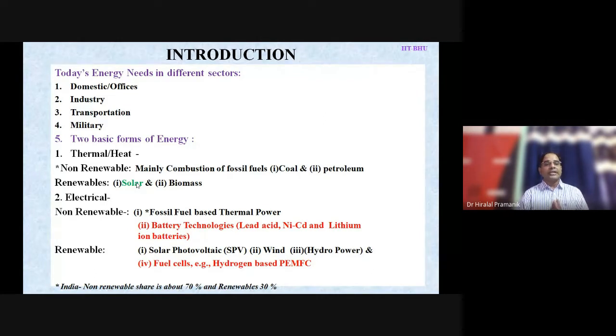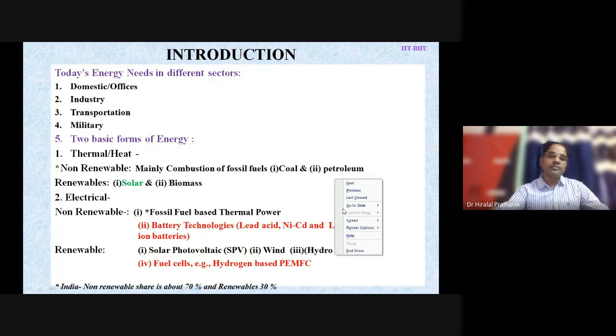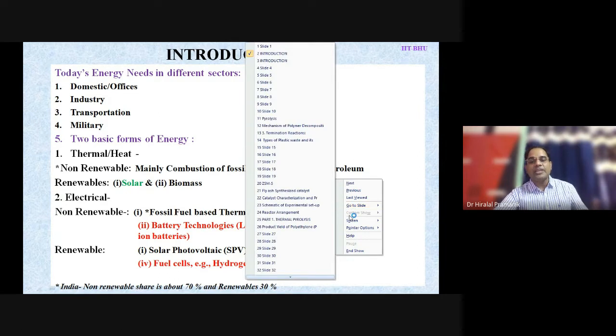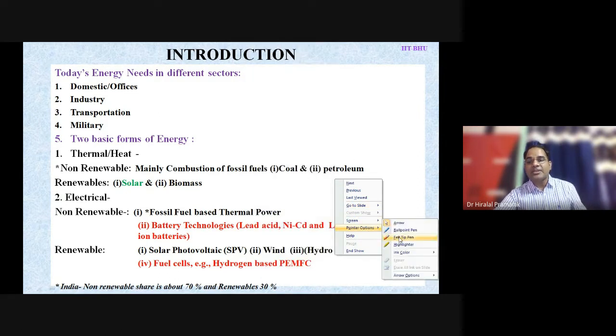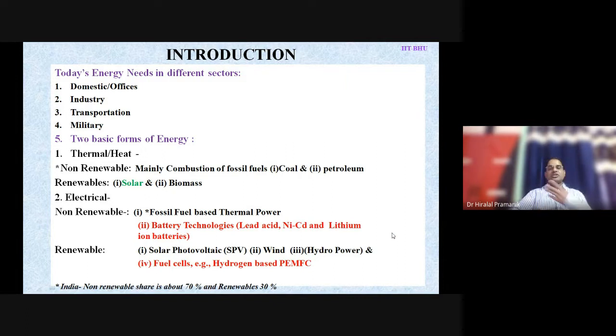Now, if you talk about electrical energy, electricity you get either from non-renewable or renewable sources. Non-renewable, what are the sources? Again, fossil fuel-based thermal power plants. You do the combustion of fossil fuel, whether it is a coal or oil-based plant, then you get thermal energy. Thermal energy is transferred to water to get steam, and the steam is used to rotate the turbines, and we get the power. But the main source of energy is the fossil fuel, again non-renewable.